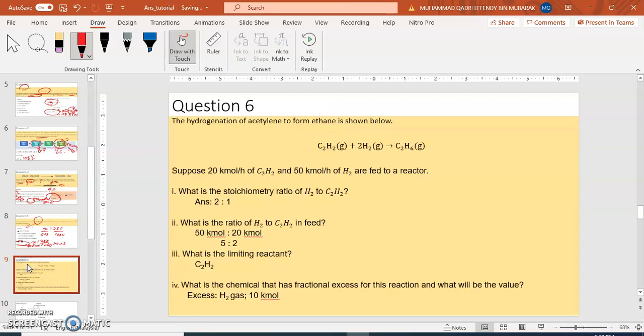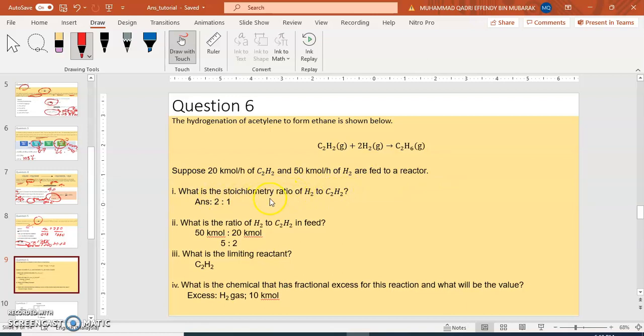Next, the question asks about the hydrogenation of acetylene to form ethane, as shown below. So now we have acetylene, we have hydrogen, and we will form ethane. The question gives us this kind of information. Suppose 20 kilomole per hour of C2H2 or acetylene and 50 kilomole per hour of hydrogen gas are fed to a reactor. What is the stoichiometric ratio of H2 to C2H2?